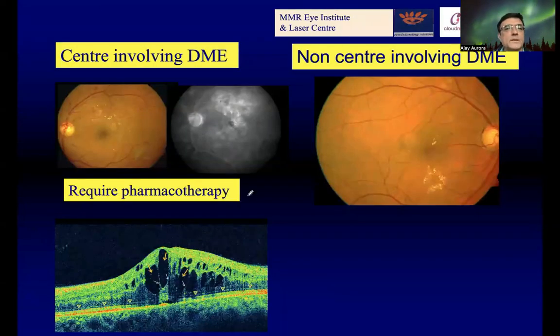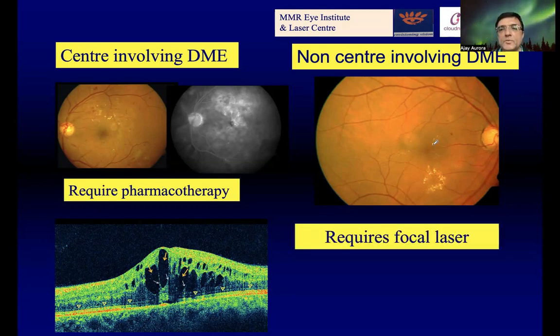Why is this important? For the center involving diabetic macular edema, like in this case, we require pharmacotherapy, which means anti-VEGF injections. But for the patient who has an extrafoveal focal diabetic macular edema that does not involve the center, the treatment is focal laser, which means that if you do a focal laser here, you can avoid repeated injections of anti-VEGF. This differentiation hence becomes very important.